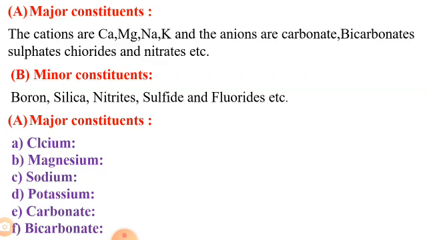The carbonates, hydroxides, oxides, and phosphates of magnesium are sparingly soluble in water. Magnesium makes the water hard and has similar effects on physical and chemical properties of soil as calcium. So this is our next major constituent, that is magnesium.